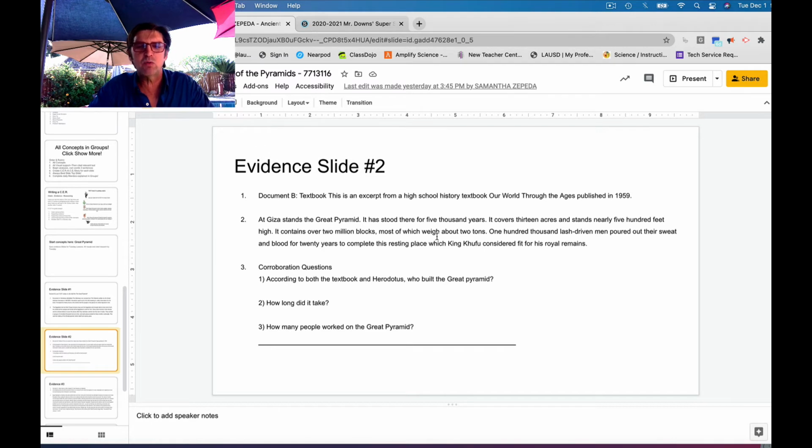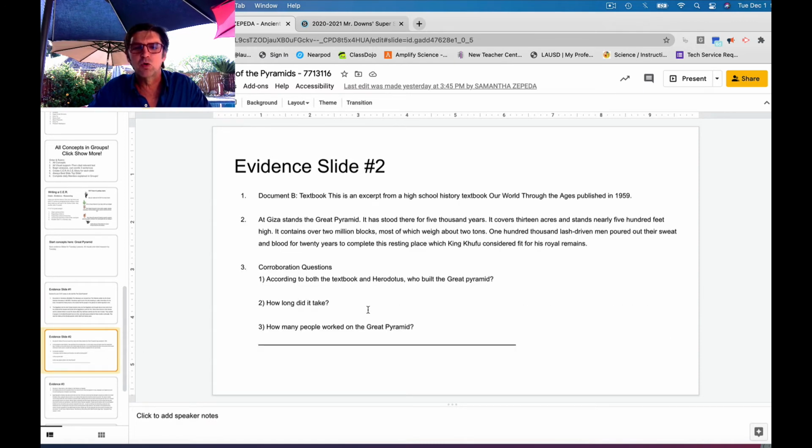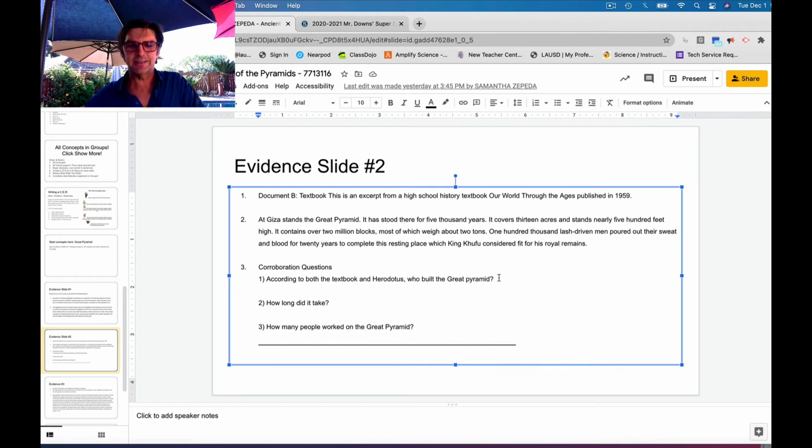And right now, we want to analyze between those two pieces of evidence these 3 questions. According to both the textbook, this one, and Herodotus, this part: who built the Great Pyramid? So let's answer that question now.